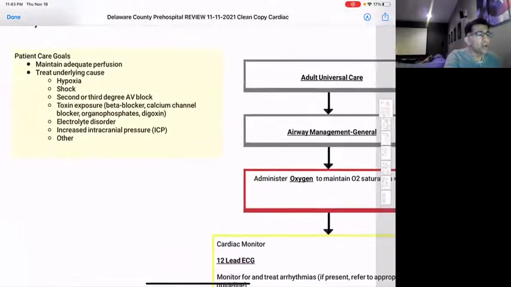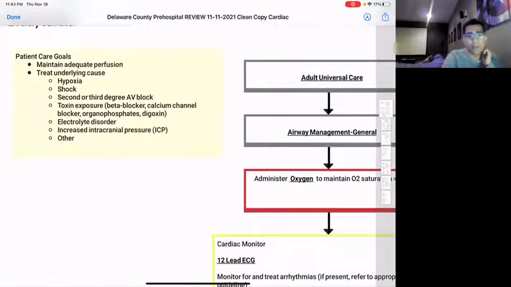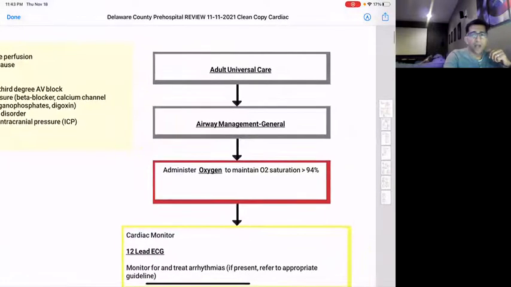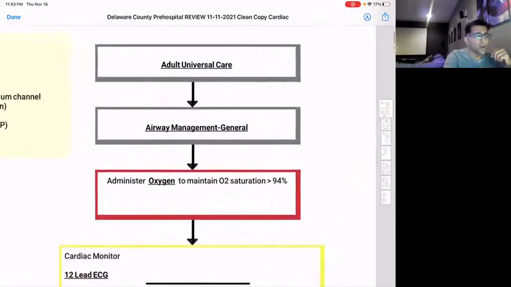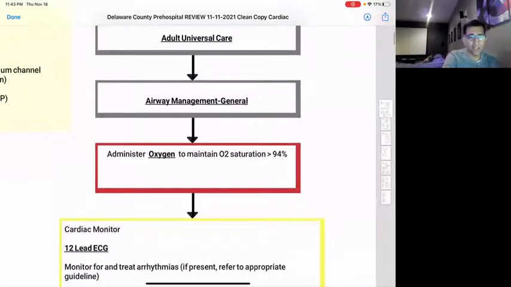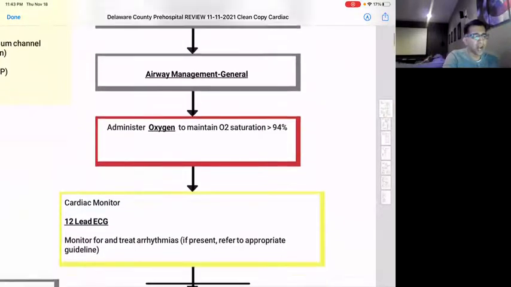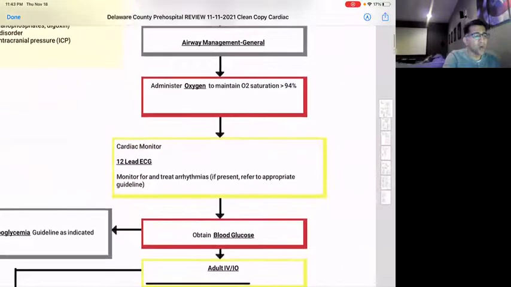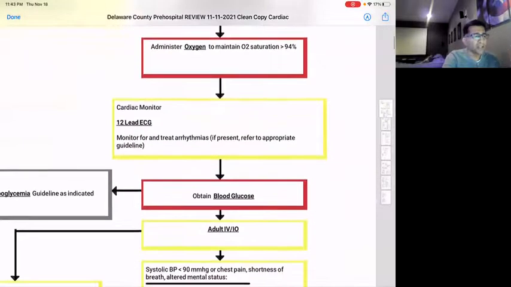In the bradycardia protocol, of course, the biggest thing here is to maintain perfusion. We want to treat the underlying cause, and there's multiple things which cause the underlying issue of hypoxia, shock, and so on and so forth. And that's what we really want to look after. Again, as we had with our other protocols, we have adult universal care to start us off. Airway management, again, these are all nicely hyperlinked. Administer oxygen as needed, and then go right into our cardiac monitor in our 12 lead.